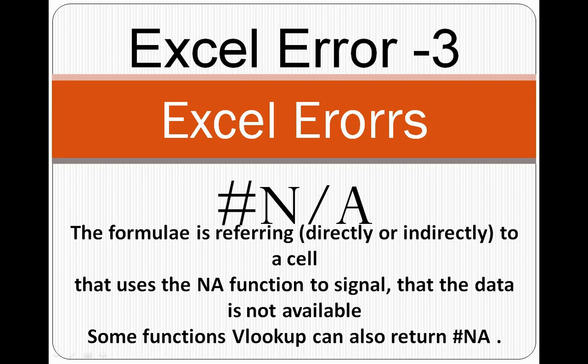Let's move on to error type 3, that is the NA, not applicable error. This type of error occurs when the formula is referring directly or indirectly to a cell that uses the NA function to signal that the data is not available. Some functions, like VLOOKUP, when we perform them, also give the NA error. Let's move on to the Excel spreadsheet and see how the NA error occurs and how it can be verified.